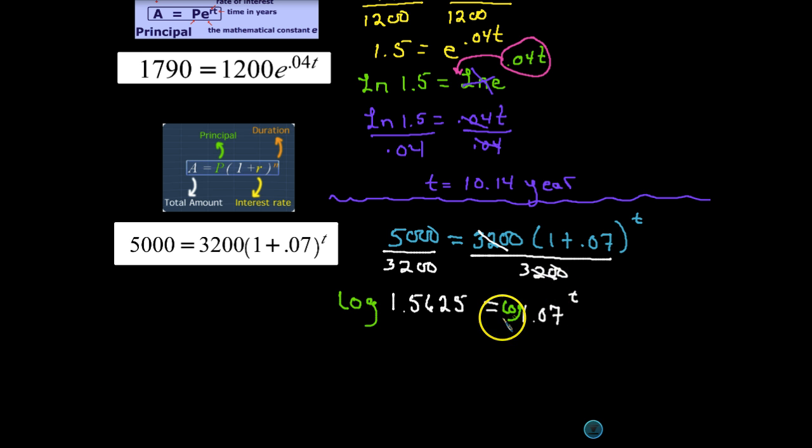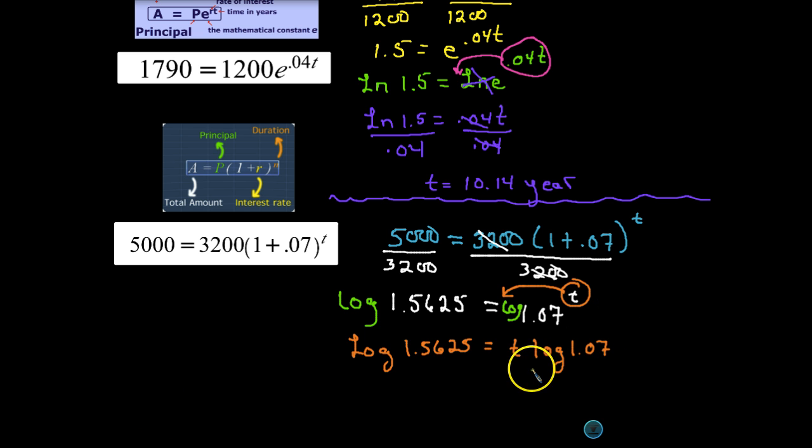Remember what happens to the t, my power, based on my power rule, this t can drop down in front, and on this side I will have t times the log of 1.07. And on this side I'm left with still log of 1.5625. And I'm ready to isolate t. I can get rid of this log of 1.07 by dividing both sides by the log of 1.07.